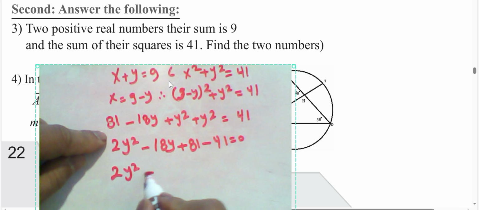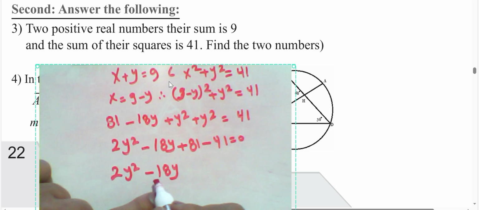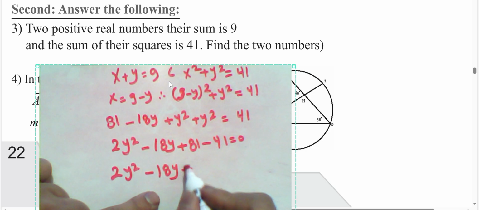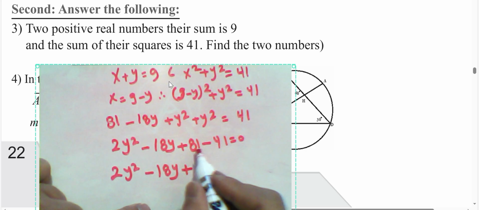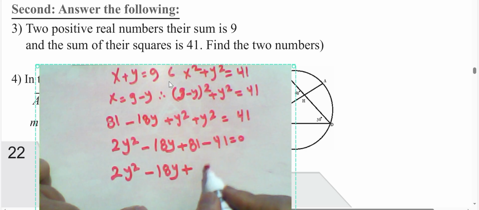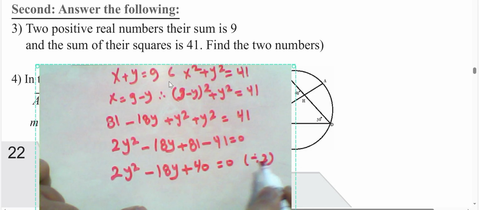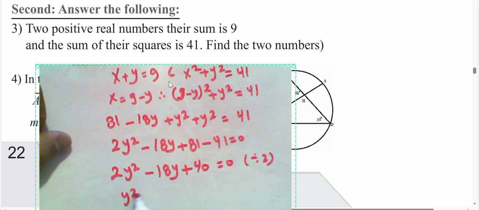2y power 2 subtracted by 18y, and write negative, positive here. Okay, find the difference. 1 minus 1 is 0, 8 minus 4 equals 4, write 0. Then we can simplify by dividing by 2. Then we have y power 2 subtracted by 9y plus 20 equals 0.